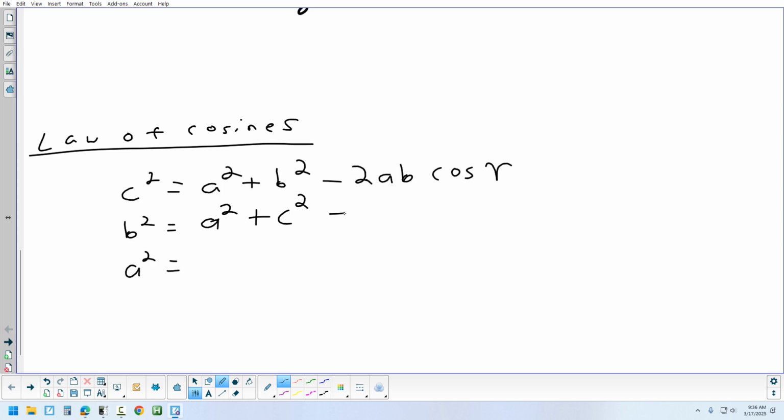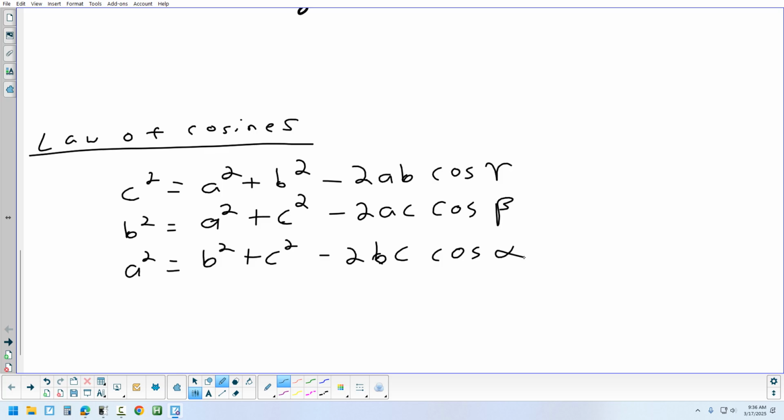minus, and what would come right after the minus sign? Yep. 2ac, so 2 times the letters we just used right before it, cosine theta, times the cosine of the angle across from the letter we started with. Yep. And what about the last way that we could write it? Yep. B squared equals c squared minus 2ac cosine alpha. Yep.